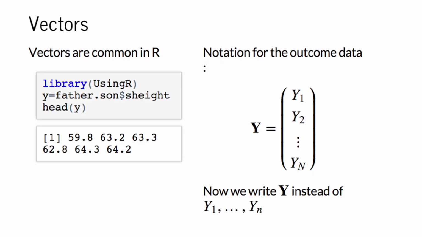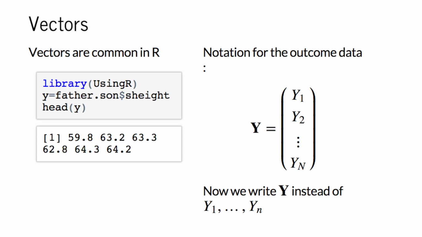Scalars are simply numbers. So for now, we're just going to leave that aside and move on to vectors. In R, write down a series of numbers. For example, as you can see in this slide, we're looking at the sons' heights. You can see that these data are saved in one variable, y, and this is a vector. It's a series of numbers.